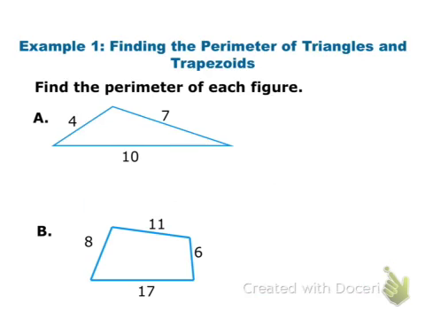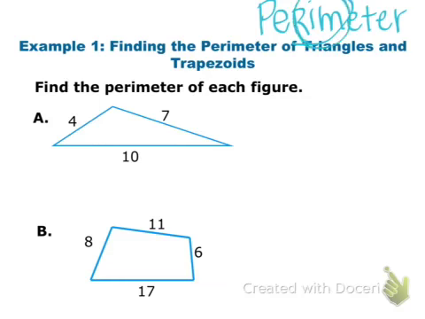So let's get into doing some examples. We're going to start off by doing perimeter. So perimeter of triangles or perimeter of trapezoids is going to be the same, because for perimeter you're going to be finding that rim, the distance around the outside of that object.